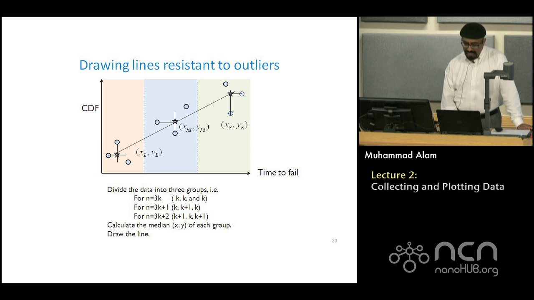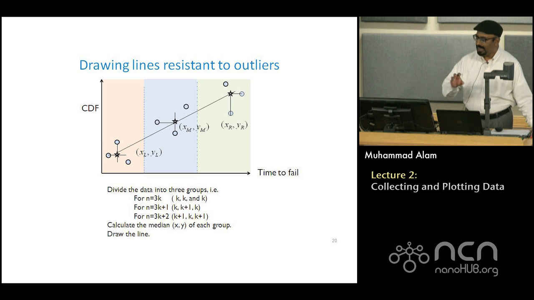Assume that I have 9 points and I want to draw a straight line. This is called discrete statistics. That was what I'm trying to tell you. Now, it doesn't have to be 9 points. It could be, let's say, 90 points. But the first thing is to group in a group of 3.